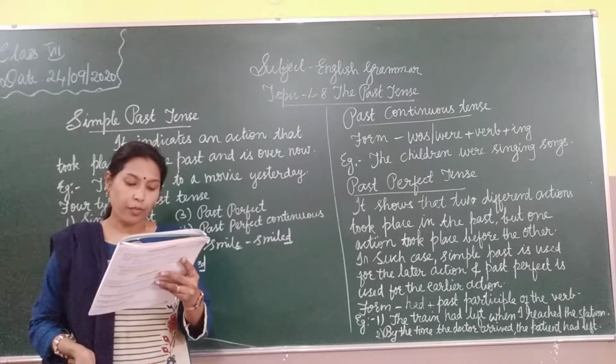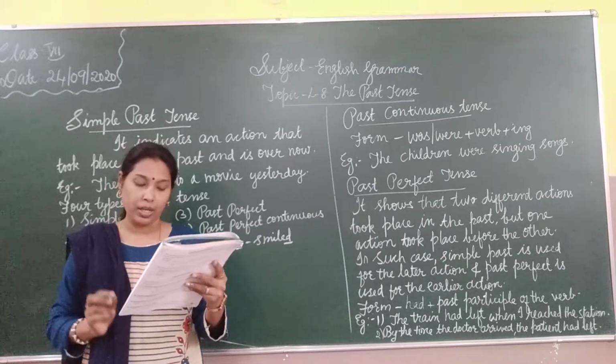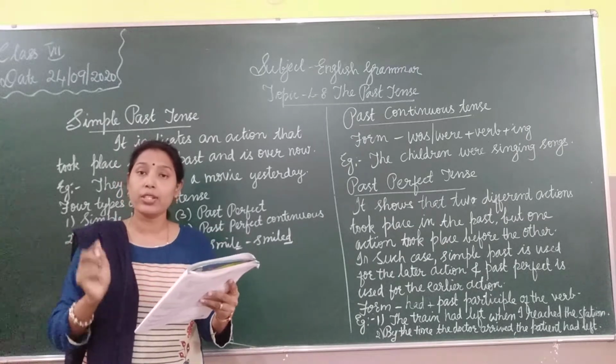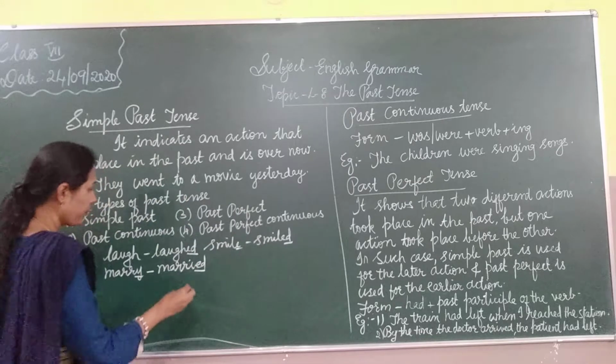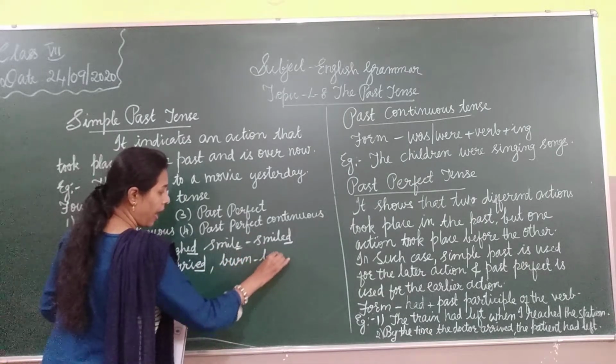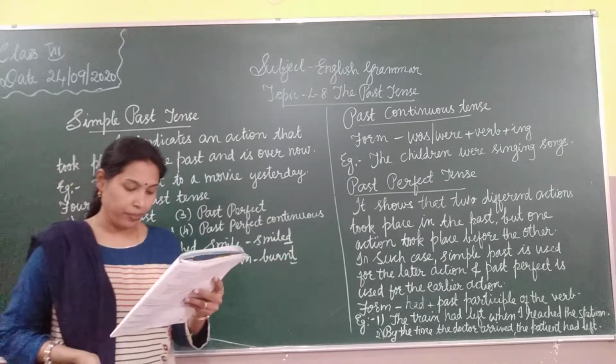Next, a few verbs form the simple past by adding the letter T. Some verbs can be formed as simple past by adding the letter T. For example, bird can just add T to make the past tense.